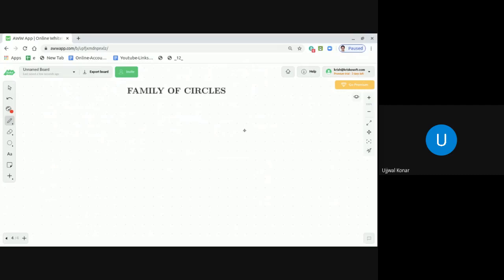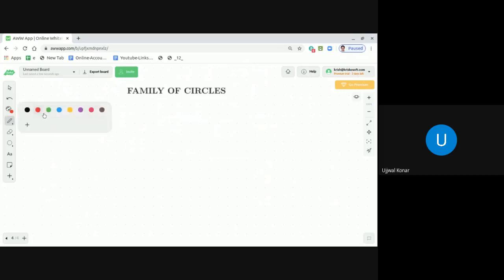If I give you 2 points, how many circles you can construct passing through these 2 points is infinite actually. If I give you 1 point, then definitely you can construct an infinite number of circles passing through that single point. If I give you 2 points, then also you can construct an infinite number of circles passing through these 2 points. So now let us consider 2 circles.